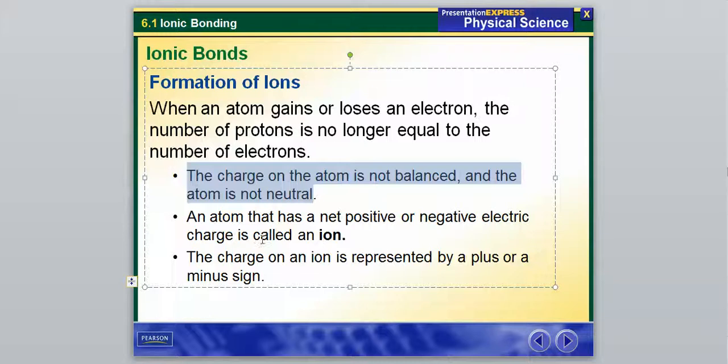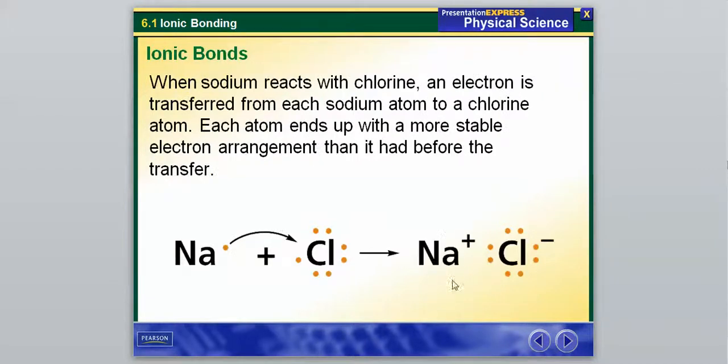When an atom is not neutral, we have a special name for it, and that is an ion. Make sure you write down what an ion is: an atom that has a net positive or negative electric charge. Because it either gains or loses an electron, it is known as an ion because it has a charge associated with it, either positive or negative. The charge on an ion is represented by a plus or a minus sign, like we just saw right here. So now, instead of regular sodium and regular chlorine, we have a sodium ion and a chlorine ion.